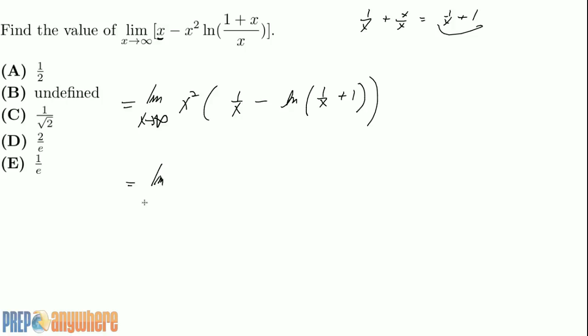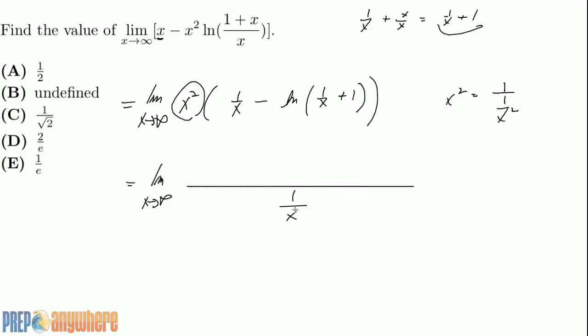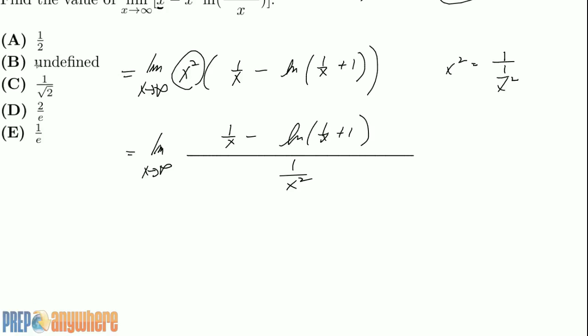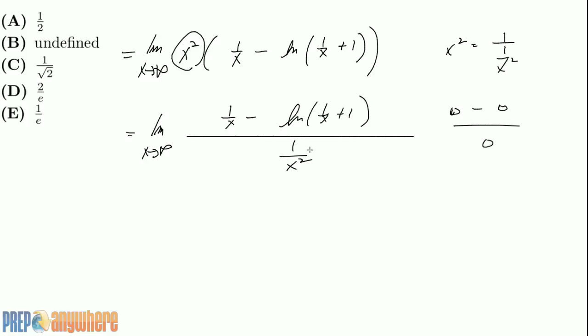Okay, and because I want a fractional expression, I'm going to bring that down under. Okay, so x squared is equal to 1 over x squared. So at the bottom here, it's 1 over x squared. Okay, so now let's substitute the infinity again. We get infinity, so this is 0. This is also approaching 0. At the bottom also 0. So we have a 0 over 0 case. It's an indeterminate form. So we could use L'Hopital's rule here.